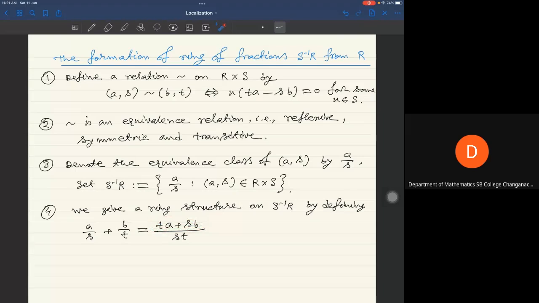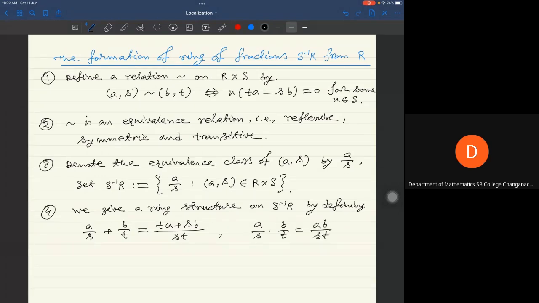Now what about this s times t? It should be an element of S, right? s and t both are coming from S, so their product is also in S. That is the reason we have considered a multiplicatively closed subset. And you can multiply these two elements in this way: it is a times b, and in the denominator you have s times t.